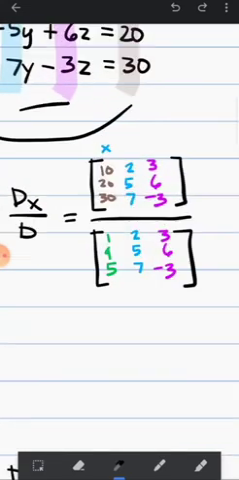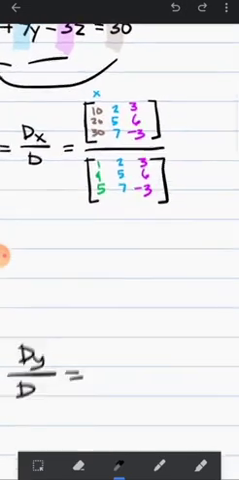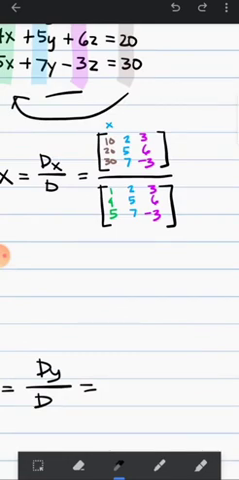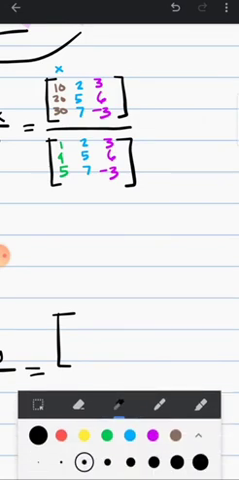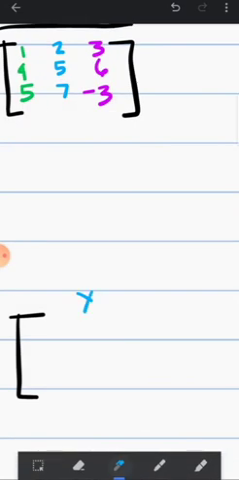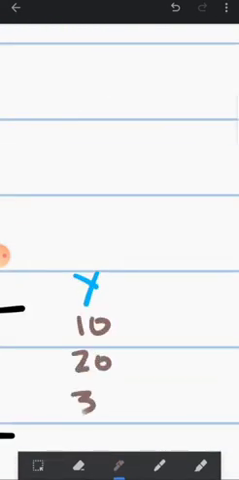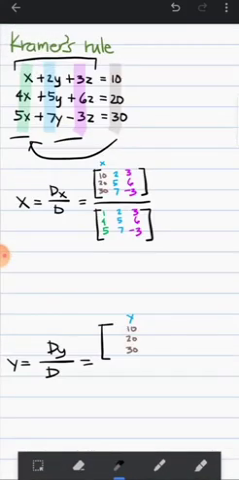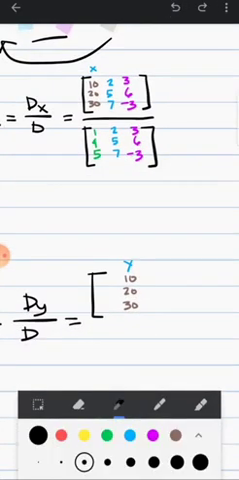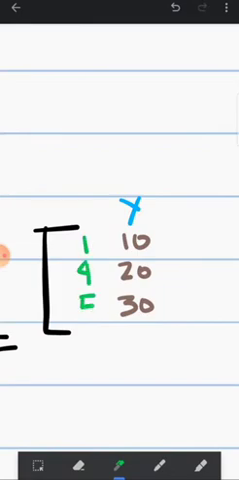So now, from this constant, you can see it is in the column of x. So now for y, we will move that to the column of y. So now it will be 10, 20, 30. And then just copy this one, x and z. So 1, 4, 5. And then 3, 6, negative 3.